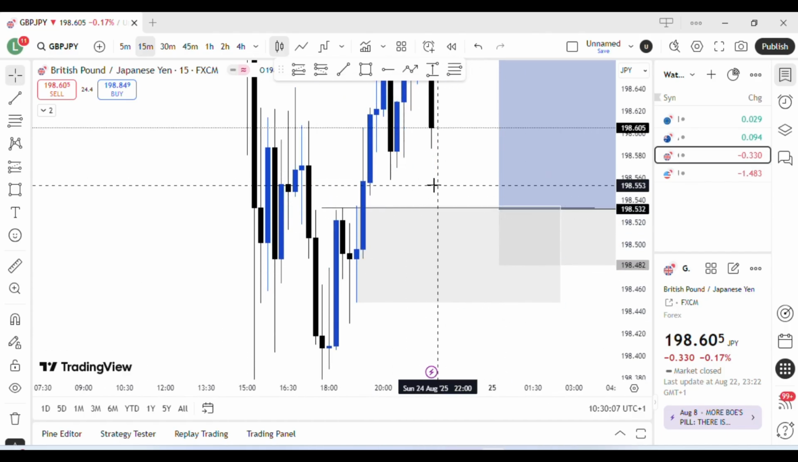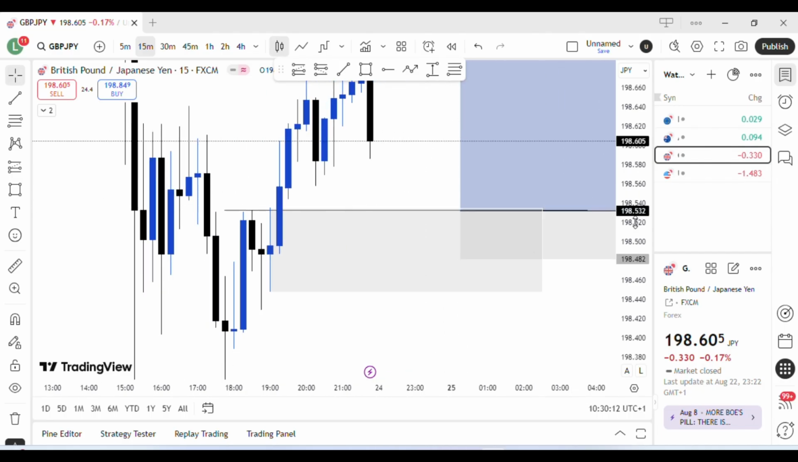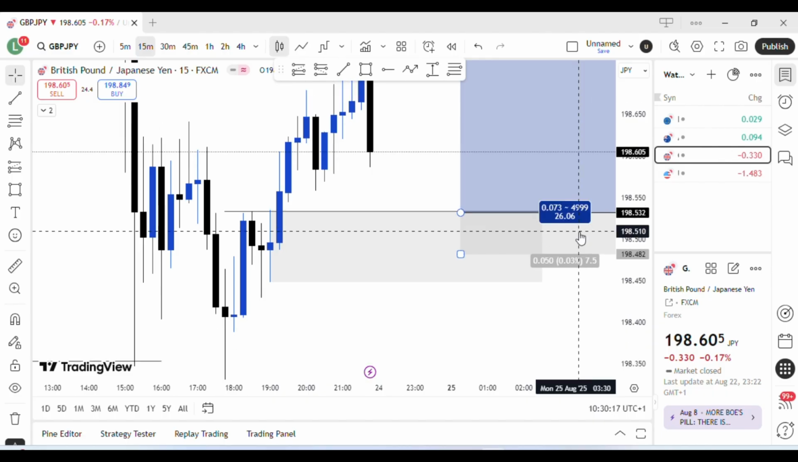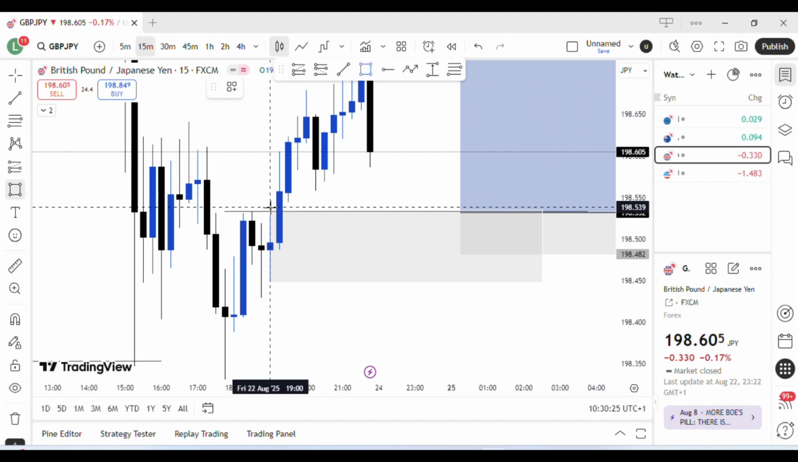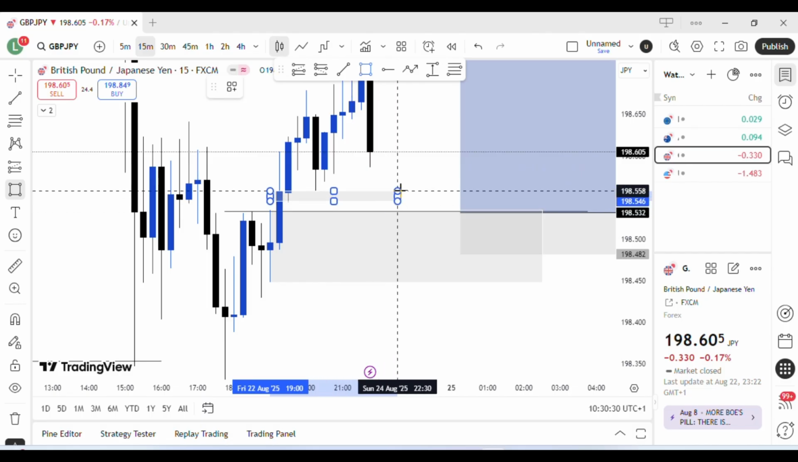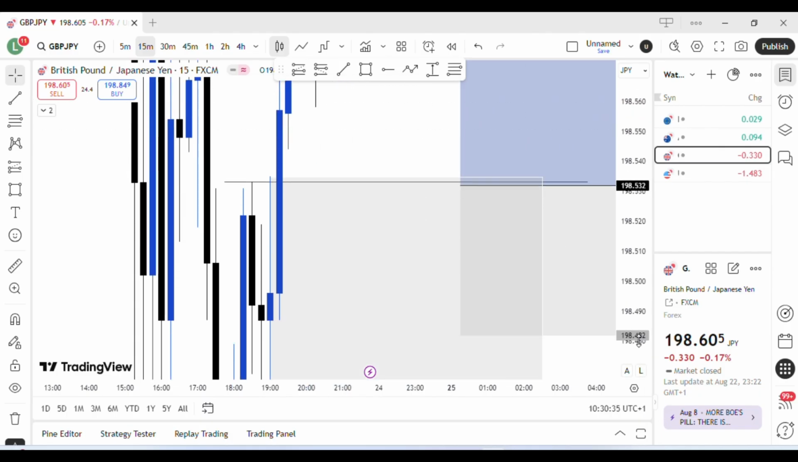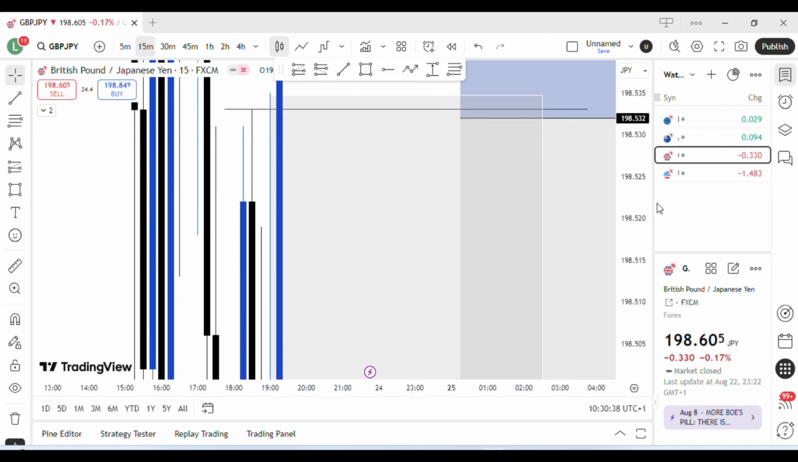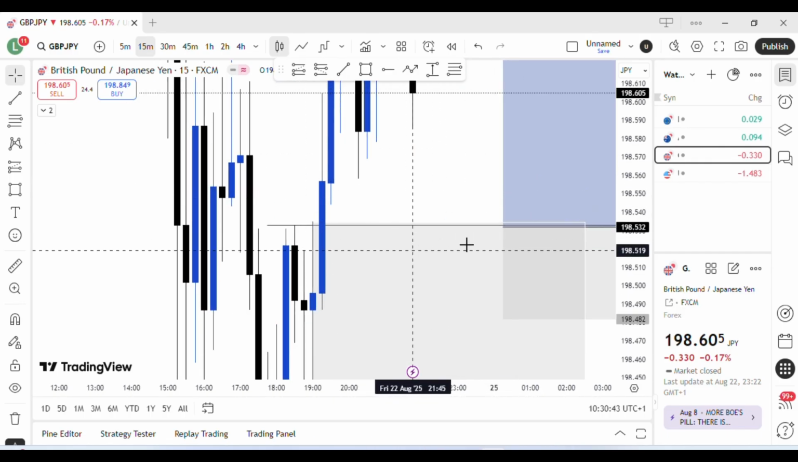Now I've marked out my point of interest because, let me tell you something: for your order block to be valid, you need something we call a fair value gap. If there is no fair value gap, don't take the trade. You need a fair value gap for your order block to be valid. And here we have a fair value gap. That is our fair value gap over there.